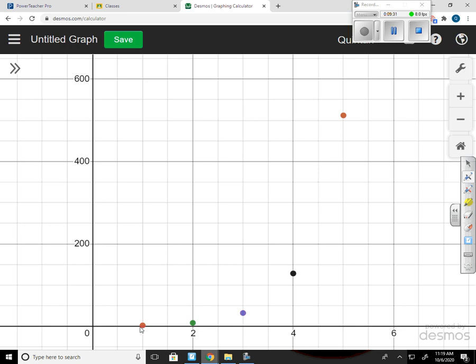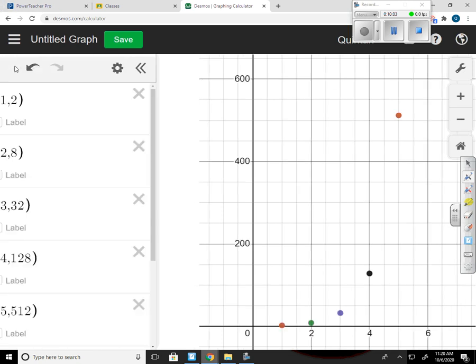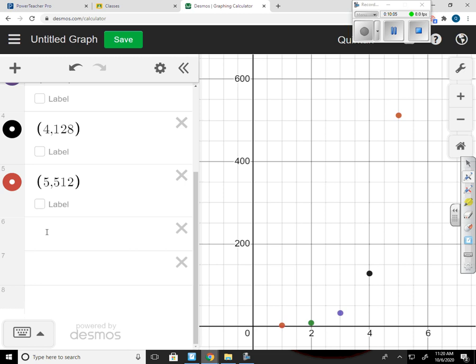Now, if I look at this, I have 1, 2, 3, 4, and then my 5th point here. And if I click on those dots, it tells us exactly what that point is. So I have this function that starts out low and builds up very quickly. If I put my 6th term in, that would be 512 times 4 to find the 6th term. That's going to be 2048. So if I put a sixth term in, it would be off the grid again.